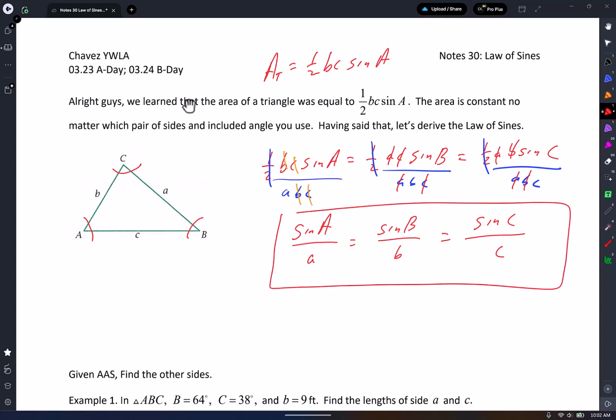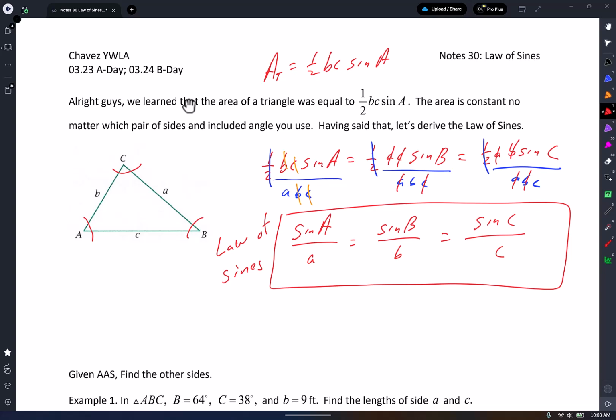Delta Math does reverse this and puts little a over sine A, little b over sine B, and little c over sine C. That's fine. It's the same thing. This is known as the law of sines. And that's it. You're just going to use that to figure out side lengths, to figure out angles. And we're going to go slow.